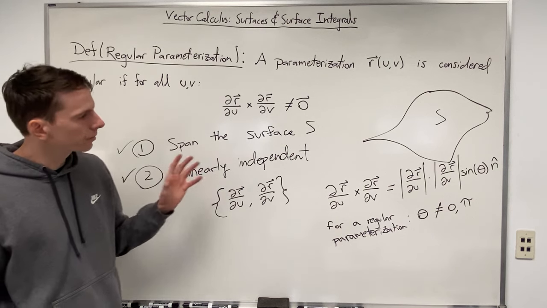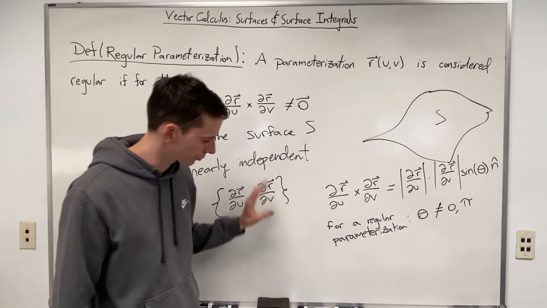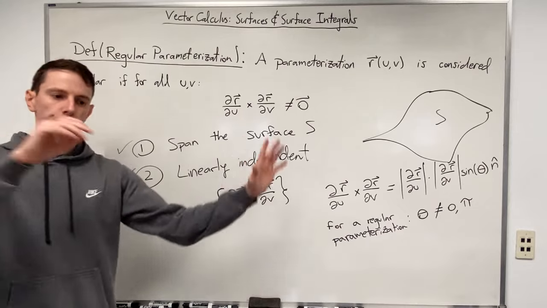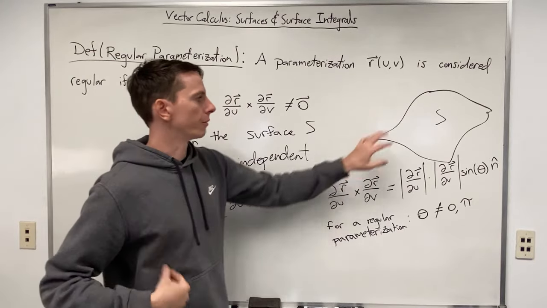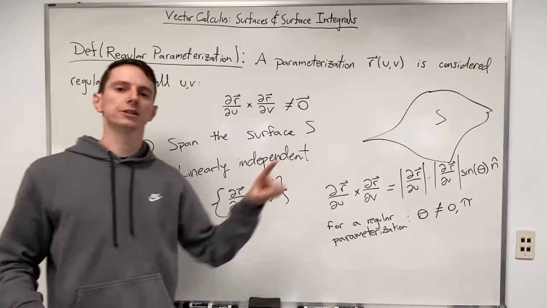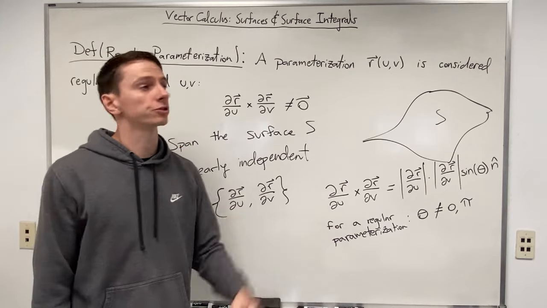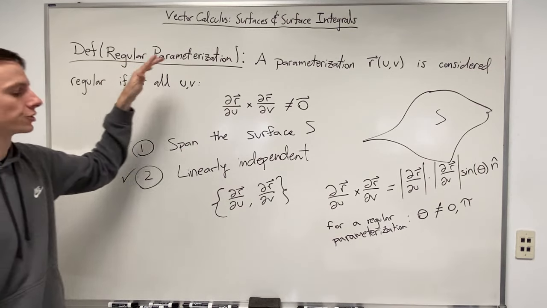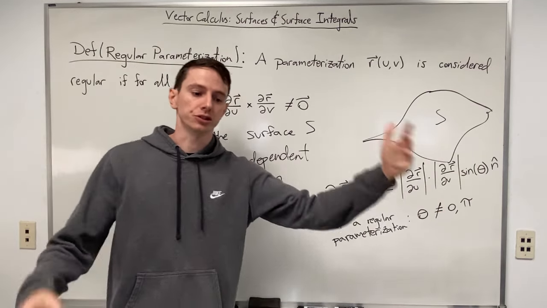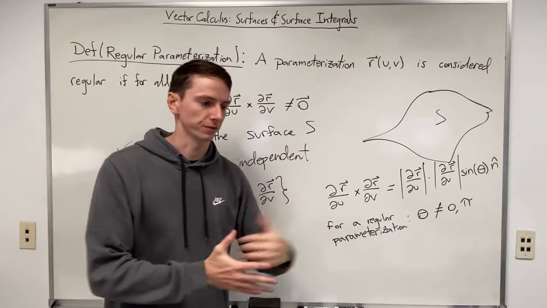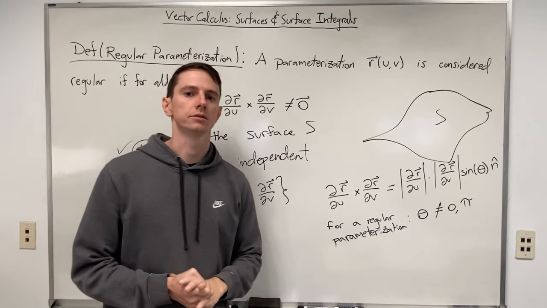Now, the final thing that I want to do is erase this and say, okay, we've built up the fact that our embedded surface needs to get parameterized by a vector field, and that parameterization needs to be regular. So how can we now use that to start setting up embedded surface integrals? We'll use that to finish out the video.